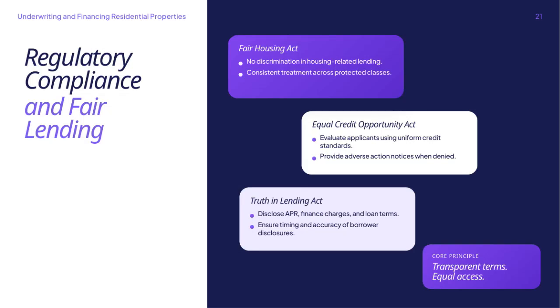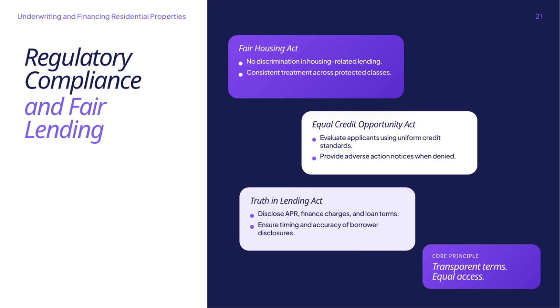On this slide, we're focusing on regulatory compliance and fair lending, which are essential in underwriting and financing residential properties. First, the Truth in Lending Act requires lenders to clearly disclose key information like the annual percentage rate, finance charges, and terms of the loan. This ensures borrowers receive accurate and timely disclosures, helping them make informed decisions.